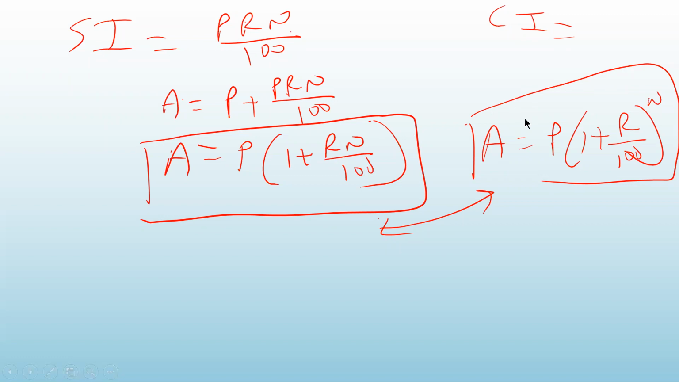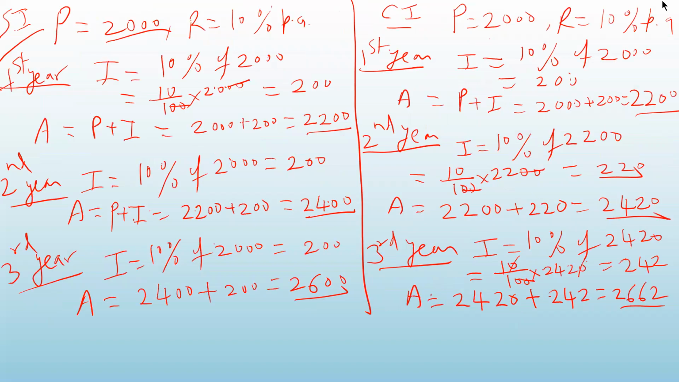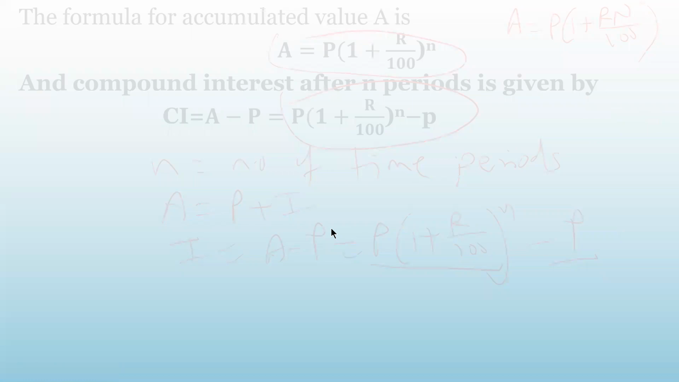So I hope you have understood. In compound interest, mostly we first calculate the accumulated value. And then the interest as amount minus principal. Once you know the accumulated value, interest can be calculated as amount minus principal. So let us now take some problems.